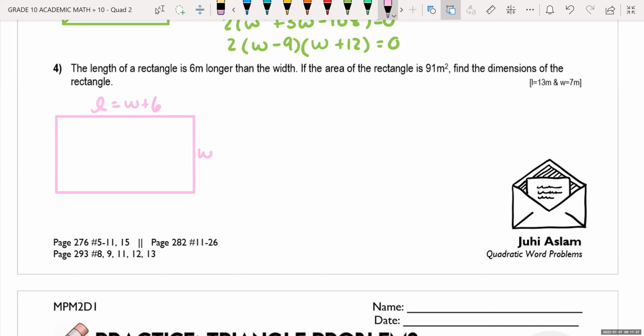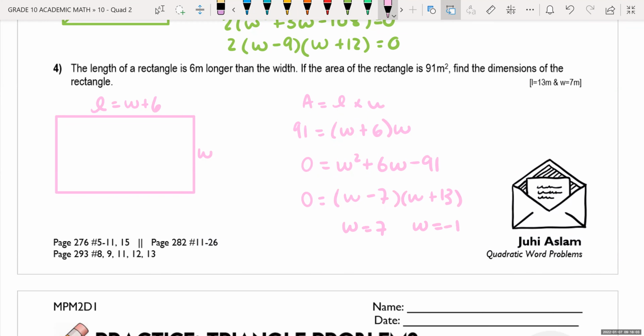And then you're just going to go area is equal to length times width, which is 91 is equal to (w plus 6) times w. And then when we simplify this, it's going to be w squared plus 6w minus 91. And you factor it out, and you're going to get negative 13 plus 7. W is equal to 7. W is equal to negative 13. This doesn't work. This does. And the length is just going to be 13.